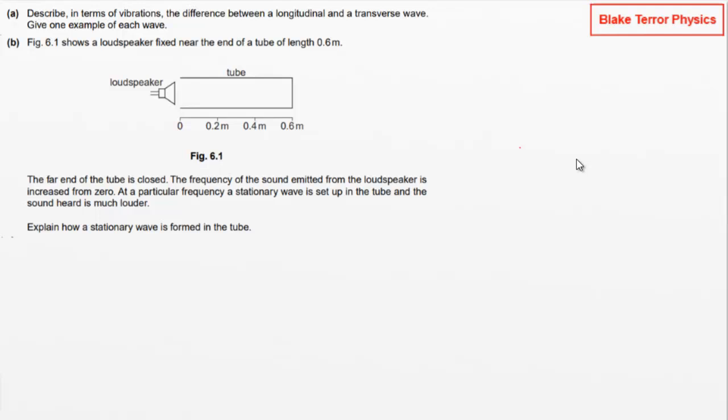We're starting here with: describe in terms of vibrations the difference between a longitudinal and a transverse wave. Give one example of each wave, right? So they want us to do it in terms of vibration, so we want to use that word in there.